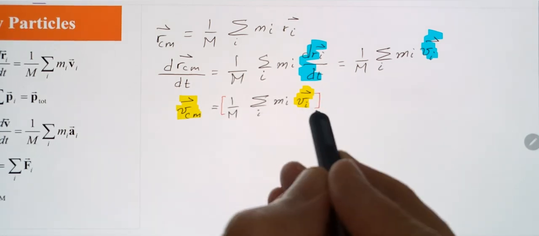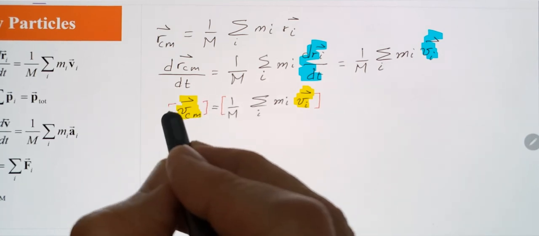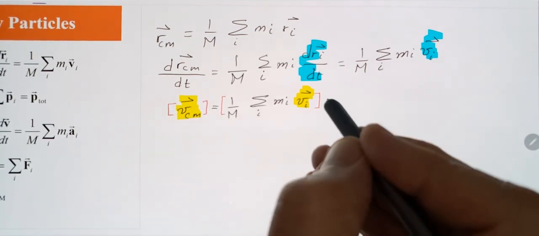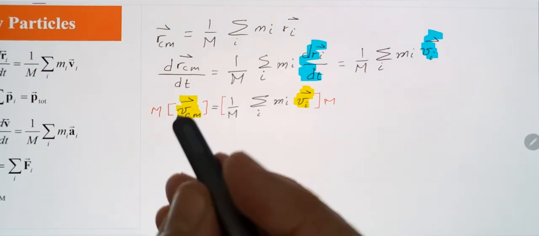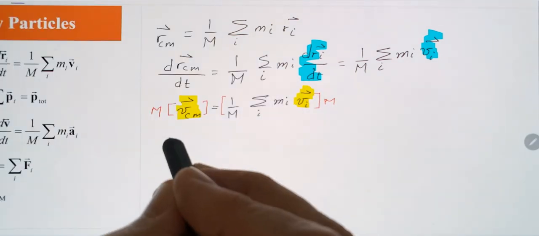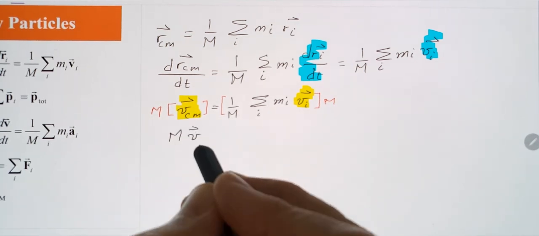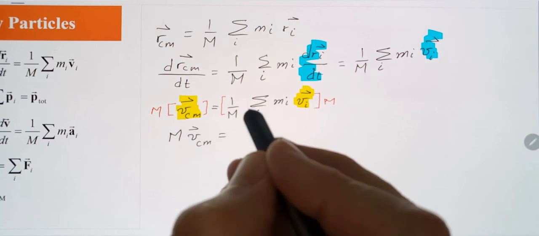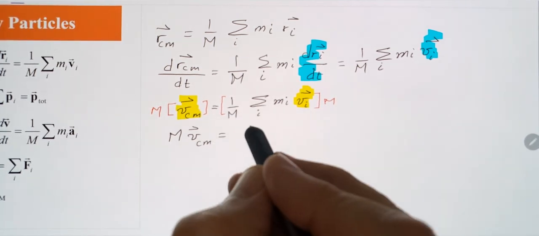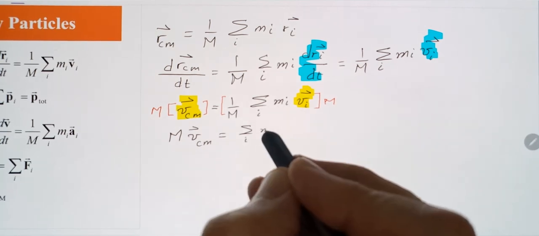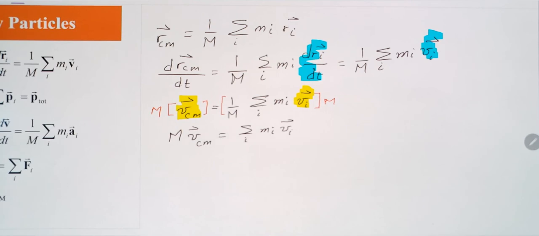So I want to get rid of this m. So I multiply both sides with m. So then I will get m v center of mass, and this m disappears with this m. They cancel, and it is nothing but summation mi vi vector.